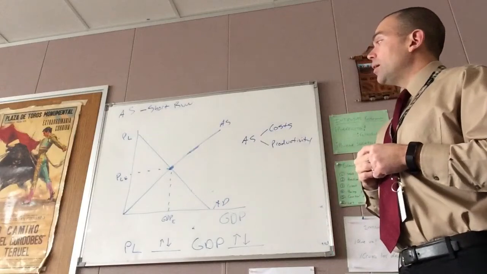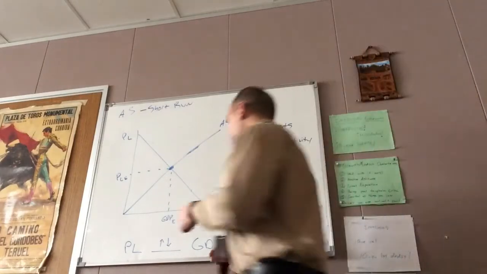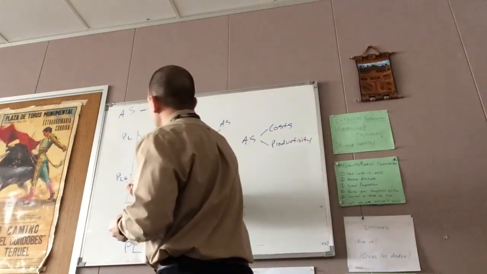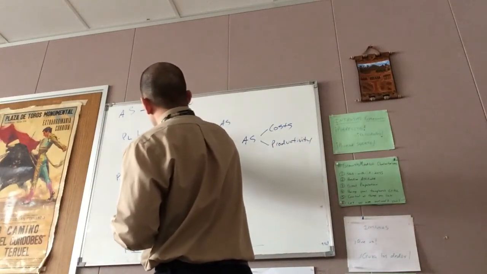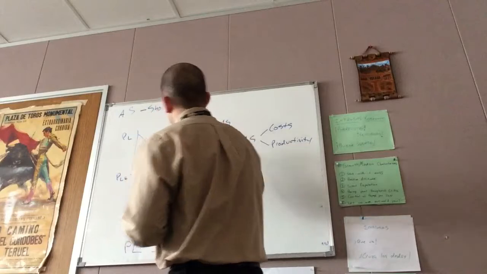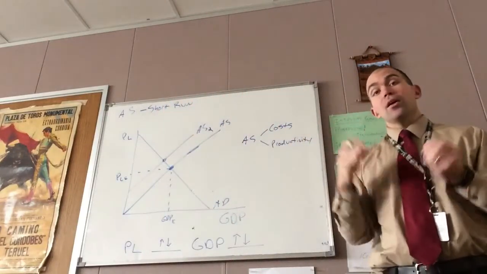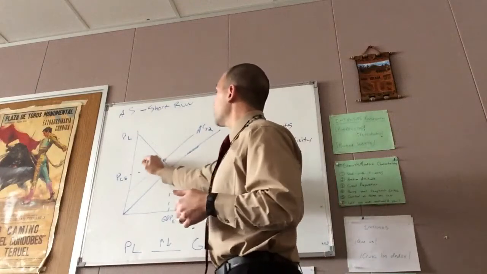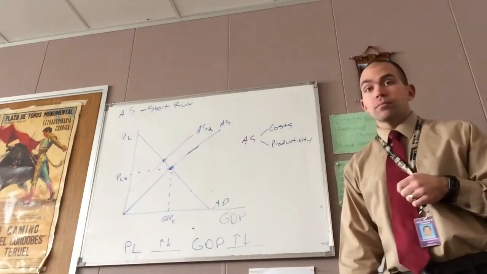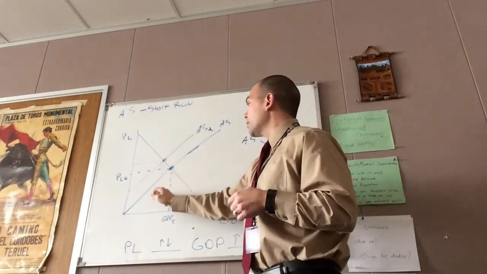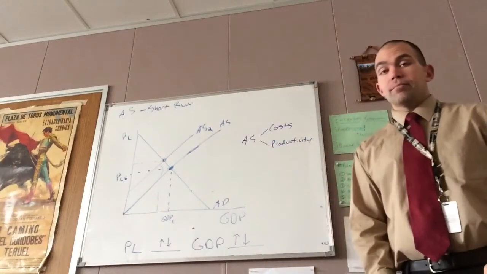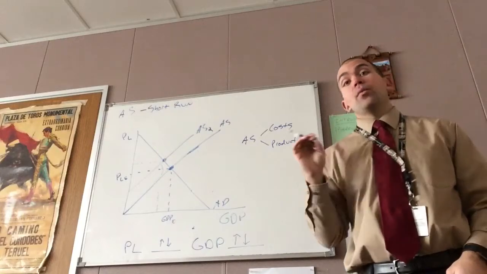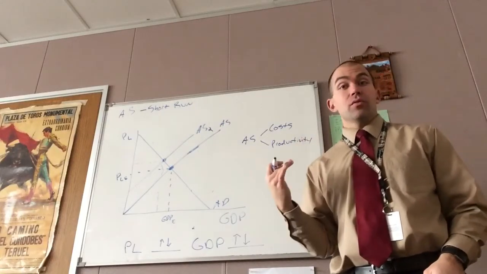So if you can visualize that, I'll draw it up here. Aggregate supply to the left, aggregate supply 2. So the resulting scenario is what? Our price level went up and our GDP went down. So that is one, and then we're going to practice a few more in the next video, so hopefully this made sense.